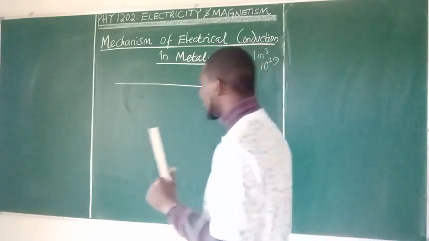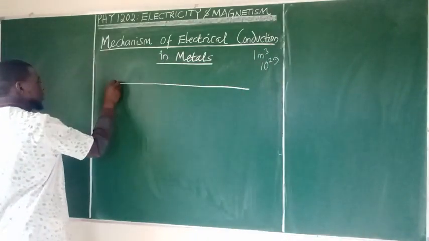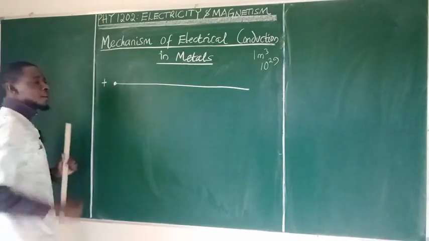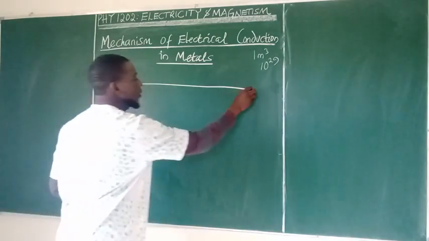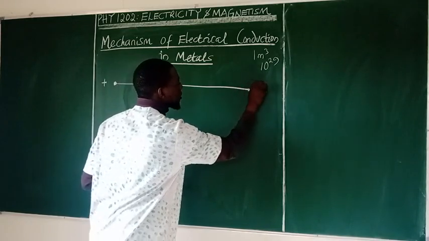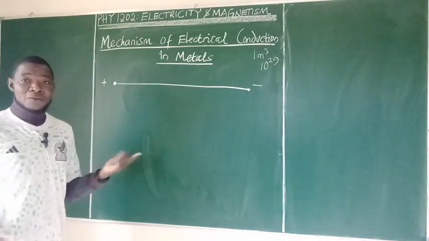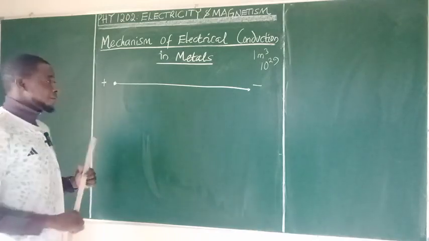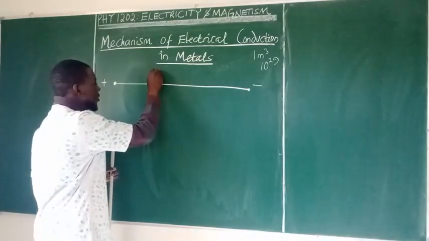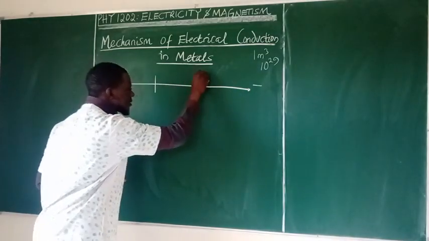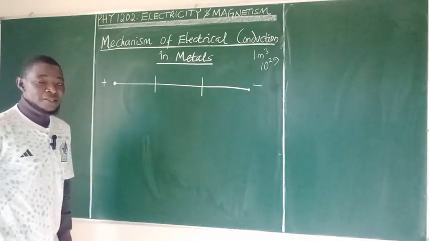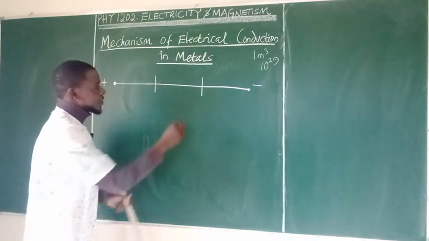So to make them move in the same direction, you need to apply a potential difference. This means that this end of the wire, let's say I connect it to the positive terminal of a battery, for example, and then this other end of the wire I connect to the negative terminal of the battery. What happens? Here we are going to cut a given portion of this wire and explain what happens.